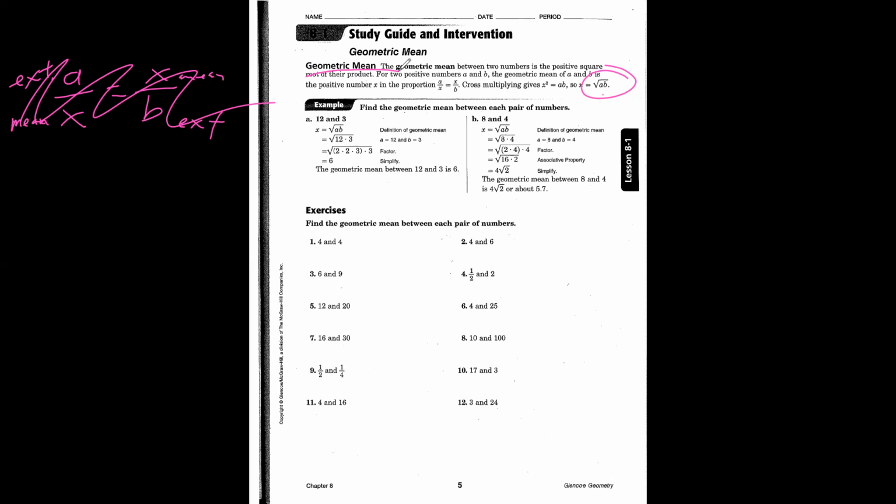So like 4 times 4. All right. So if we're finding geometric mean of 4 and 4, we need the square root of 4 times 4. 4 times 4 is what? 16. Yeah, that's all right. So multiply, got 16. 16, square root of that is 4.